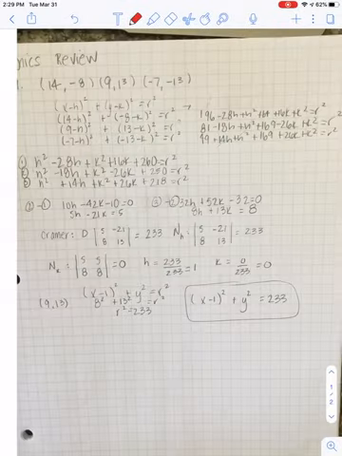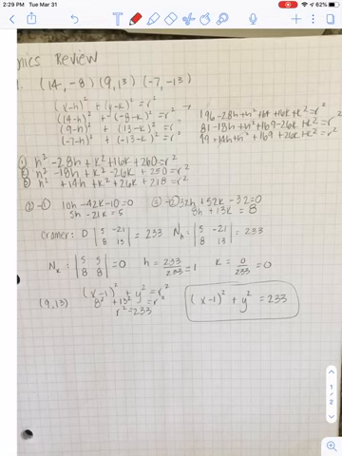Hi everyone, this is the solution to number 9 on the Conics review worksheet. I recommend that you pause along the way and do the math to make sure that you are getting the same equations I am. If you're just copying it, of course you know that you're never going to fully understand it. So the question asks you to find the equation of a circle through 3 points.